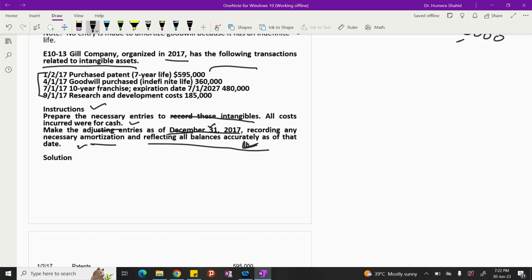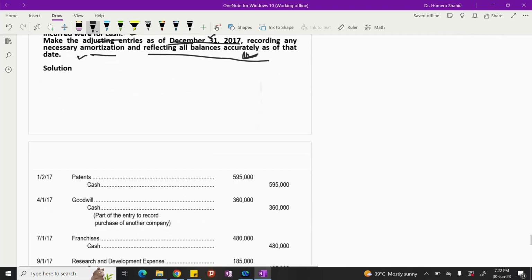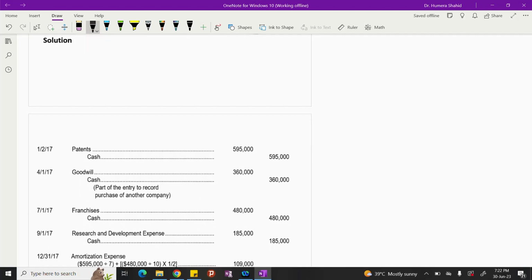1/2/17 means 1 is month, 2 is date. So 2nd January 2017, they purchased a patent. 7 years is the life. The cost for the patent is 595,000. So let's record it. You get an intangible, right? So patent gets debit and cash gets credit, 595,000. Second.